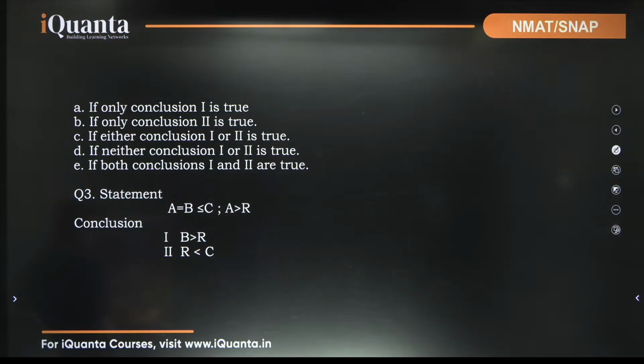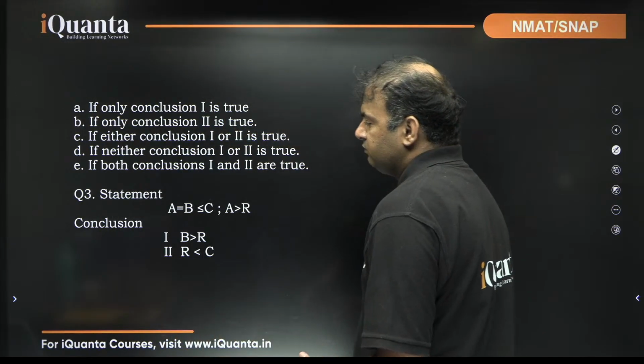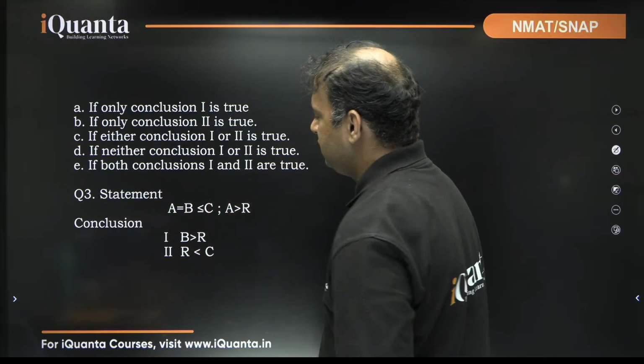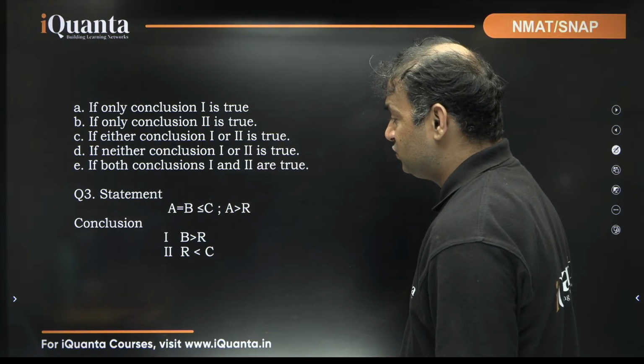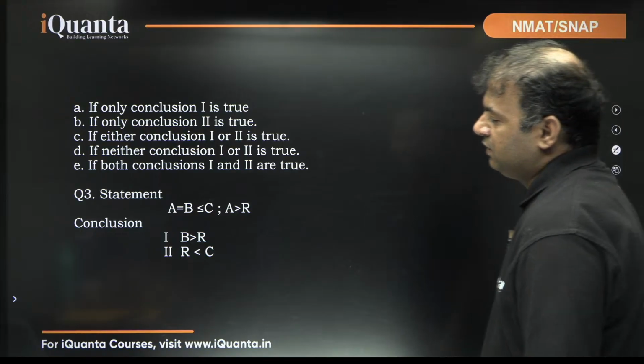Alright, a lot of correct answers. The answer is option E. Let's see quickly how we can do that. Guys, in both the statements you see that A is a common variable which we can use as a bridge, right? Conclusion number 1 is about B and R, right?